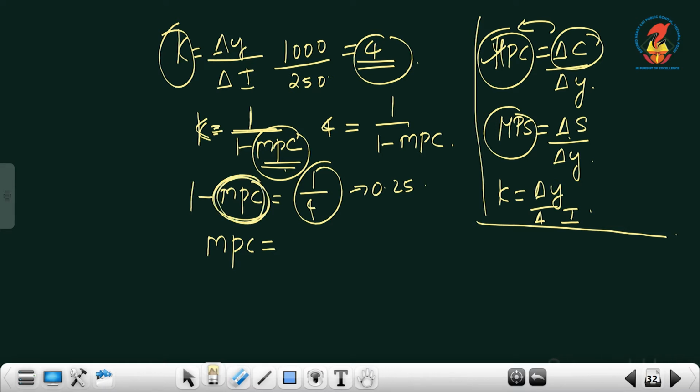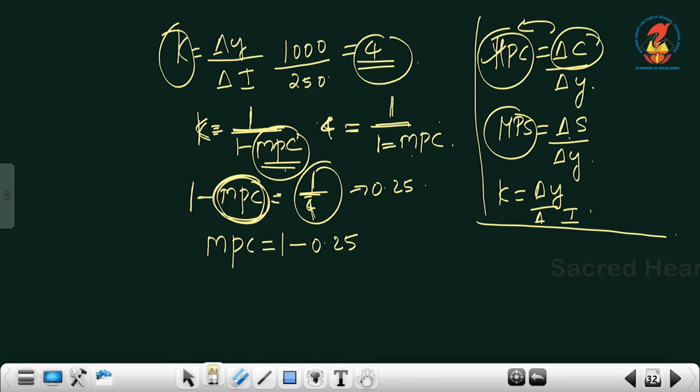MPC is equal to, how will you write? 1 minus 0.25. So you have to find 1 minus MPC is equal to 1 by 4, because K is equal to 1 by 1 minus MPC. So the value of K is equal to 4. 4 is equal to 1 by 1 minus MPC, which can be written as 1 minus MPC is equal to 1 by 4, because 1 minus MPC is taken this side, and 4 when it becomes here, it becomes 1 by 4 after the equal sign.